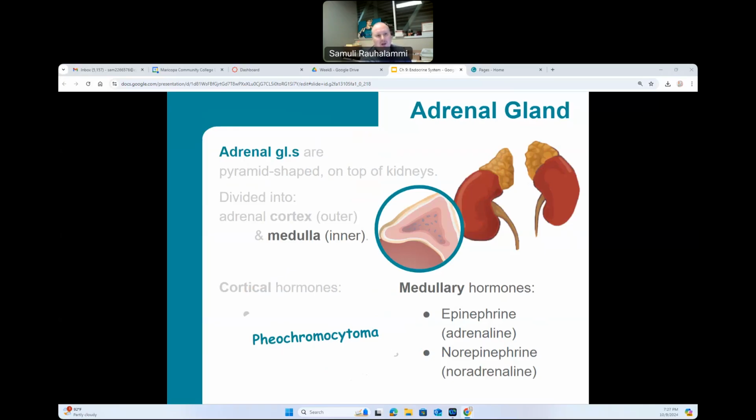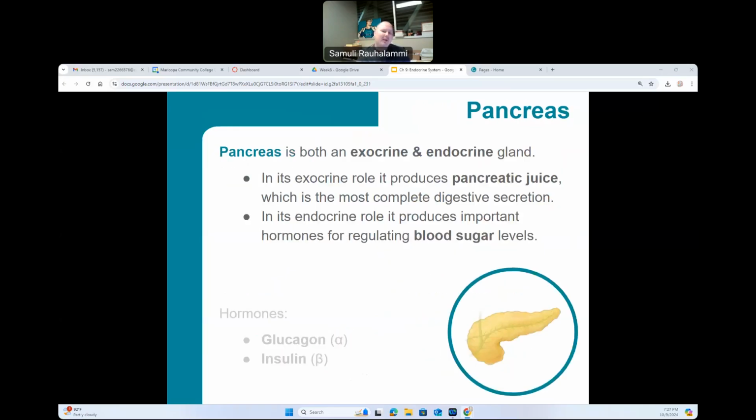What I want to do next is continue our journey. We're next going to look at the pancreas. The pancreas is particularly interesting for us because it is both an endocrine and exocrine gland. The exocrine role is to produce the most complete digestive secretion that we see, known as pancreatic juice. Pancreatic juice breaks down food molecules and neutralizes the stomach acids in the small intestine. The endocrine role, which we're really interested in in this context, is that the pancreas manages our blood sugar levels through two important hormones, glucagon and insulin.